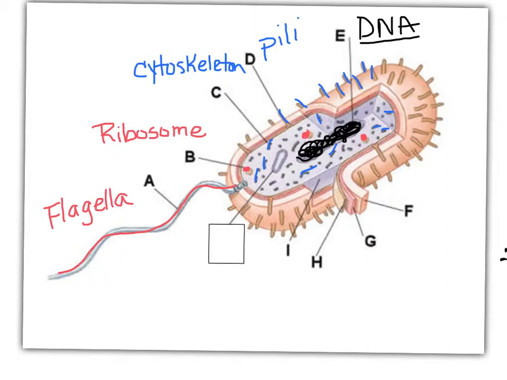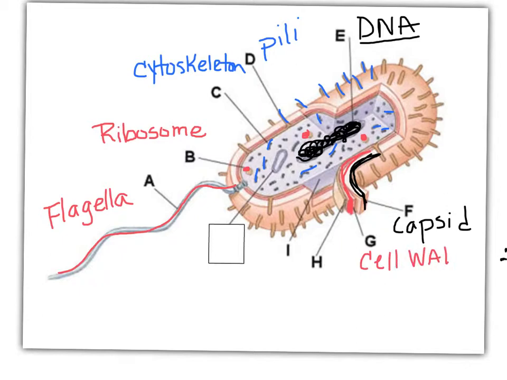Letter F is this structure right here that the pili are attached to. That would be our capsid. Letter G, which is just inside the capsid. So it's this layer right here inside the capsid, along the inside edge there. That would be our cell wall.